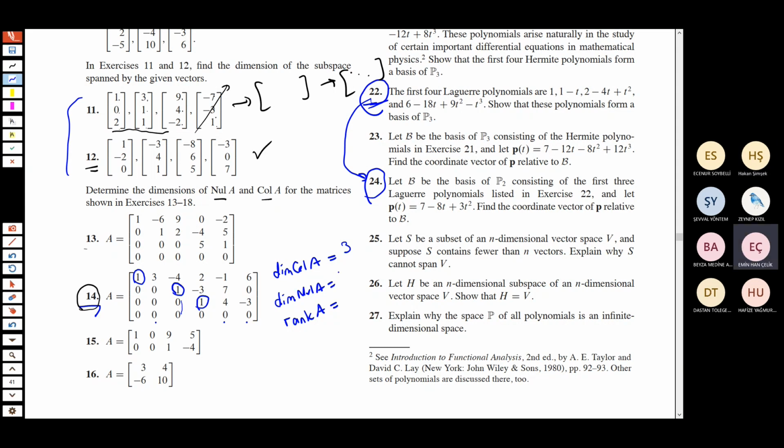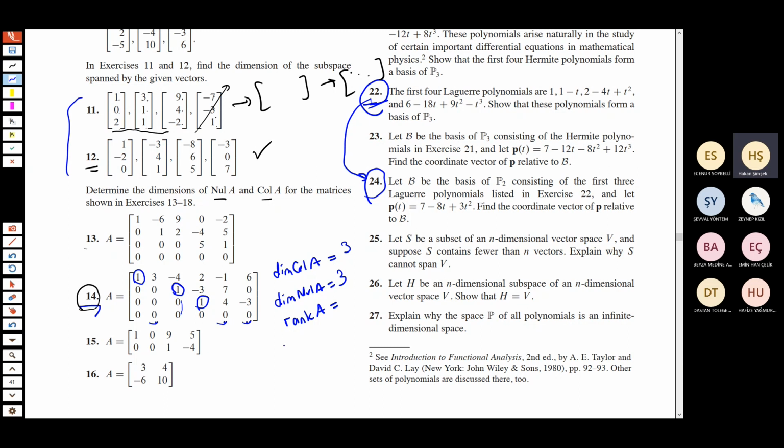Because we are looking for the columns that have no pivot position. Yeah, very good. In the second column, in the fourth column, in the fifth column and in the sixth column, there is no pivot. Therefore, it is equal to 3. Also, you can say we have 3 free variables, right? Therefore, the dimension of the null space represents the number of free variables.